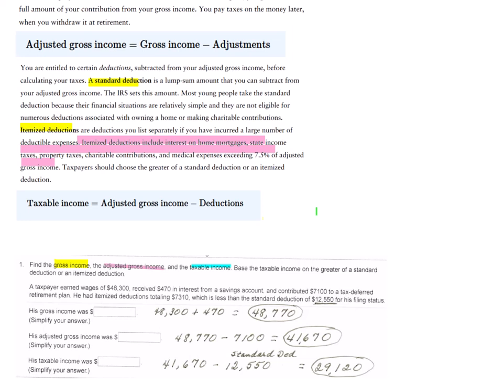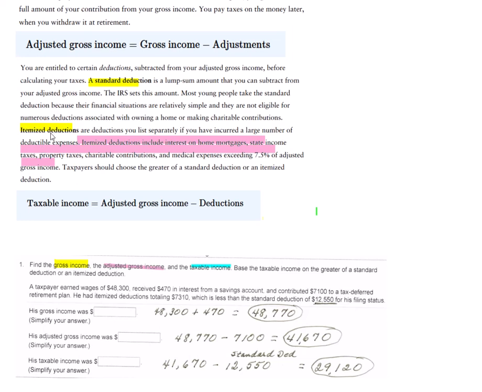Most young people take the standard deduction because their financial situations are relatively simple, and they are not eligible for the numerous deductions associated with owning a home, making charitable contributions, and sometimes medical deductions.